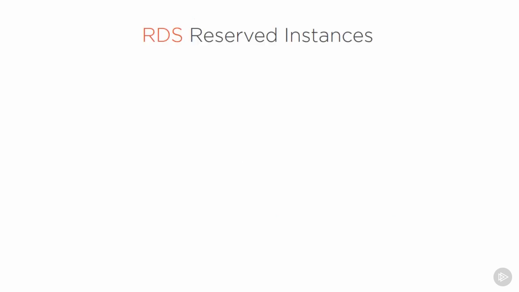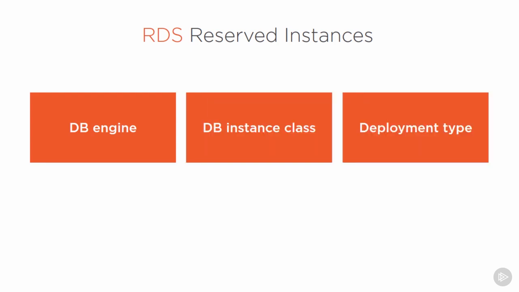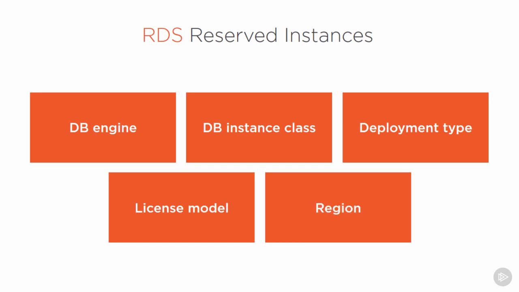Now, the last thing that I want to talk about before we get into the demo is RDS reserved instances. Let's talk about some of that. They've got certain characteristics. When you're buying that reserved instance, you're buying it against the database engine, the database instance class, the deployment type, the licensing model, and the region. If any of these attributes change, say you provision a new RDS instance where any of these attributes change, you cannot apply that RI to the newly provisioned RDS. What happens then is that the newly provisioned RDS is billed on an hourly basis.